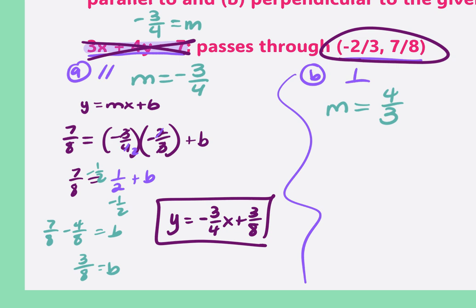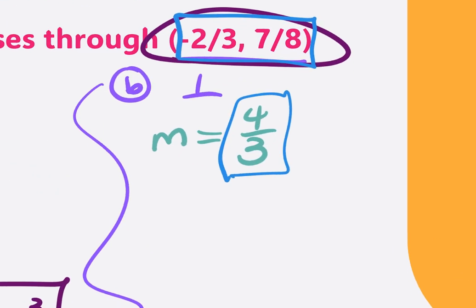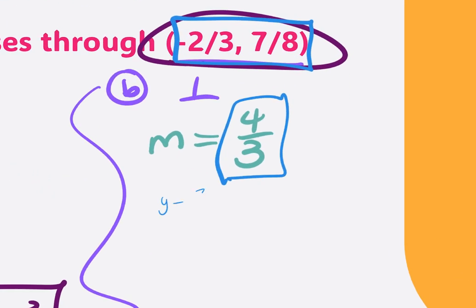So now I start over again. This time, my slope, because it was perpendicular, is the 4/3, but I still use the point they give you, which is negative 2/3 and 7/8. And this time, I'm going to do point slope. So y minus y1 would equal m, which is 4/3, times x minus x1, which is negative 2/3, so that becomes plus 2/3.